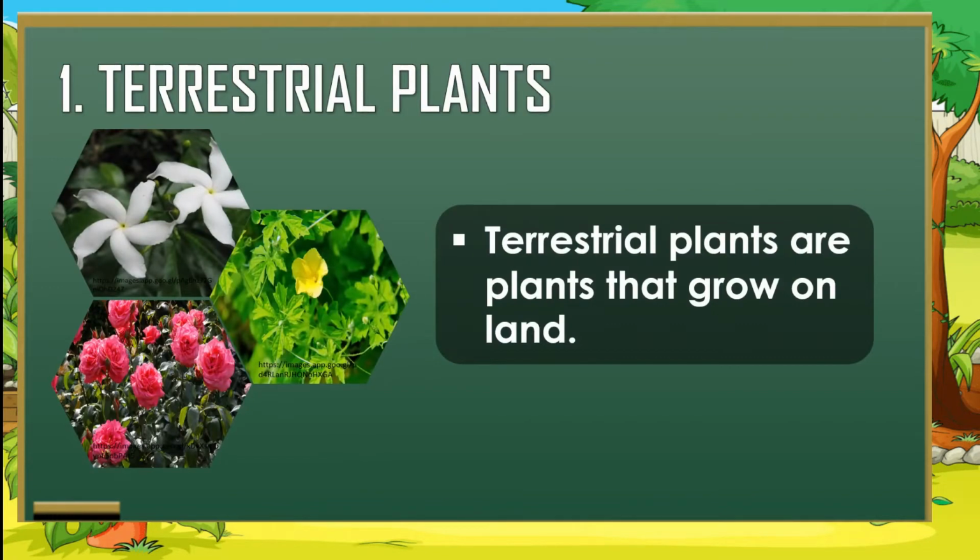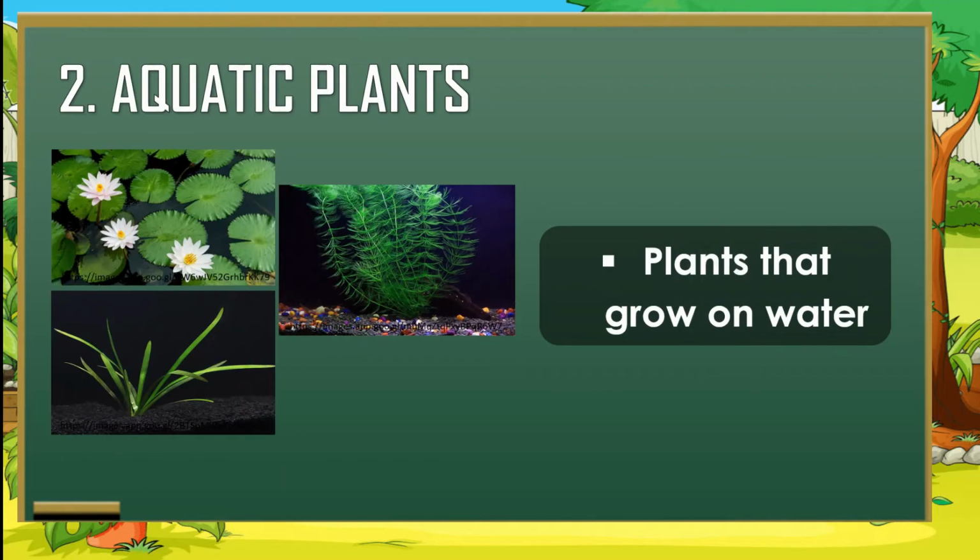Terrestrial plants are plants that grow on land. Some terrestrial plants are small, others are big. There are plants with hard branches, while others have smooth or soft stems. Some plants have thorns and hairs as their specialized structures. There are plants that grow on water.